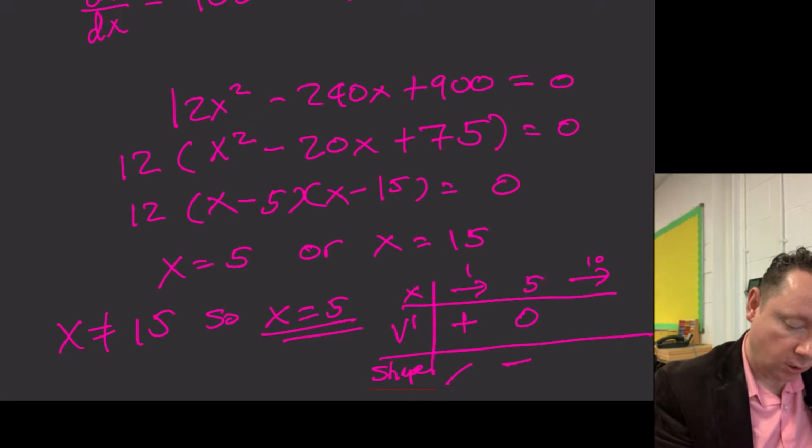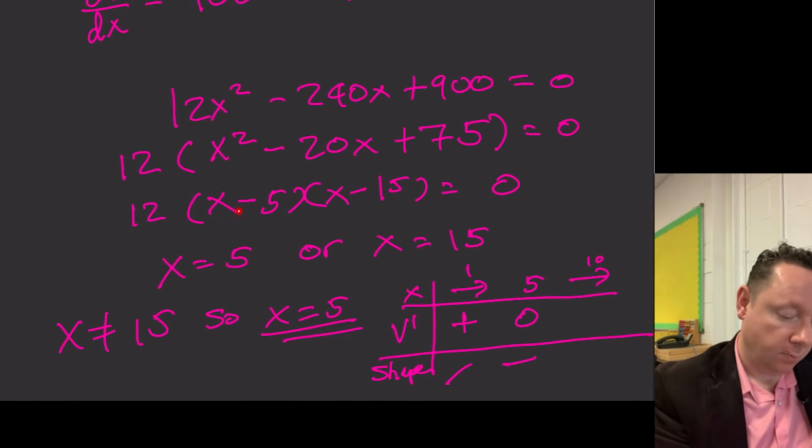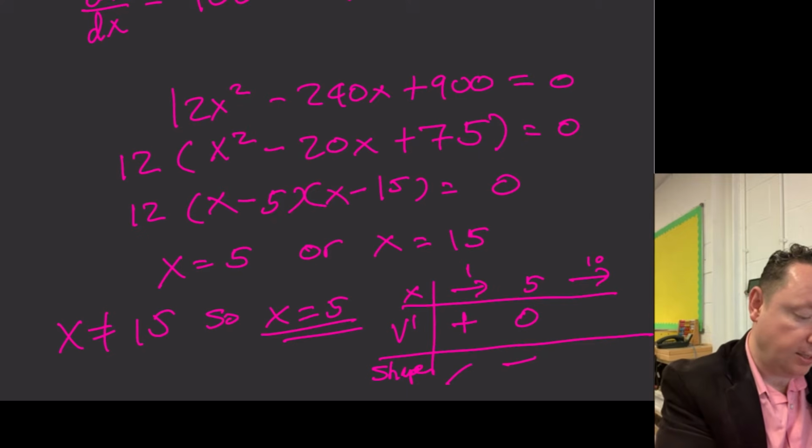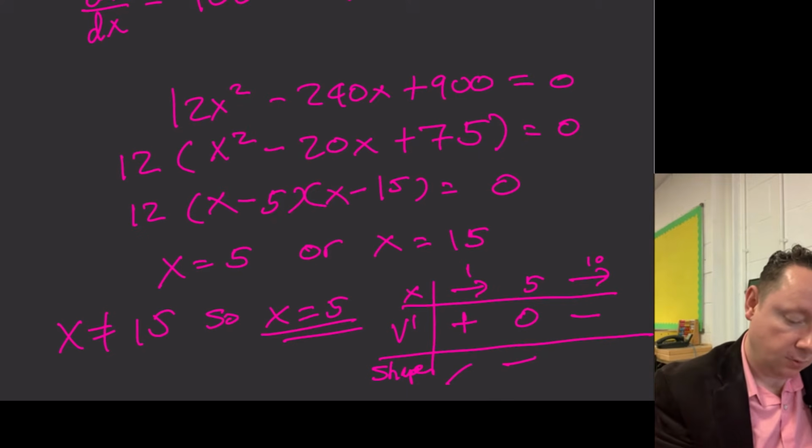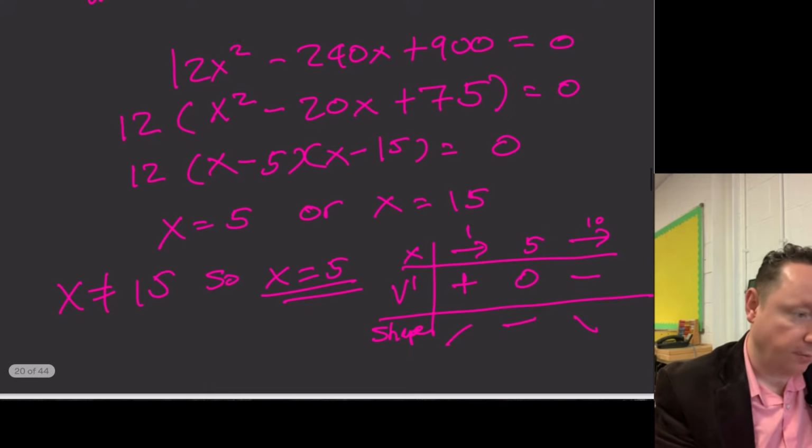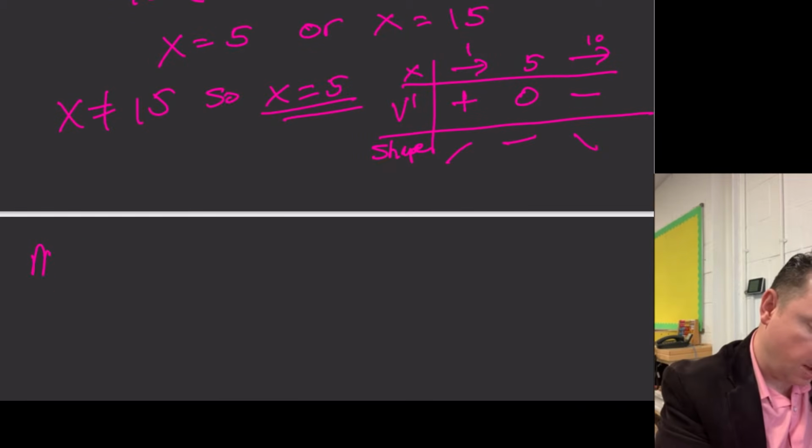It's 0 here, it goes along. Picking 10, 10 minus 5 is 5, that's positive. 10 minus 15, that's negative. A positive times a negative is a negative. So we know that x equals 5 is a maximum turning point. So max value when x equals 5.